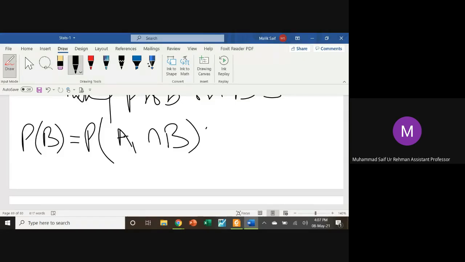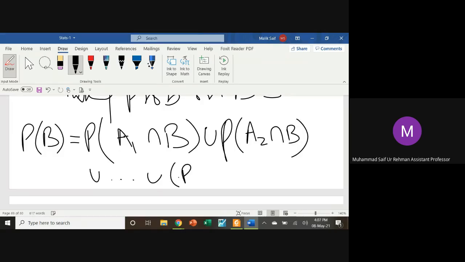A1 intersection B union, probability of A2 intersection B, and so on, union probability of AK intersection B. So now you can see I'm saying that the events are mutually exclusive.